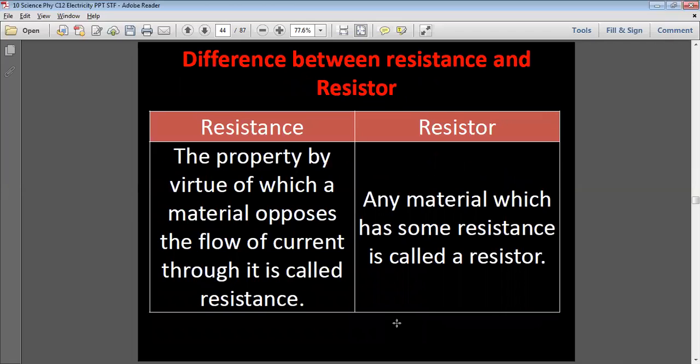What do you mean by resistance and resistor? There is a difference between resistance and resistor. That by virtue of which a material opposes the flow of current through it is called resistance. Any material which has some resistance is called a resistor.